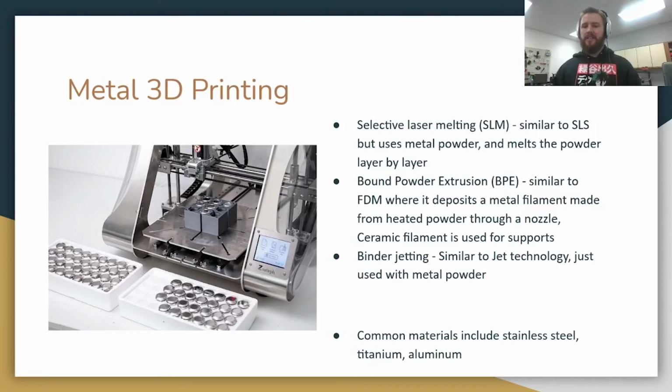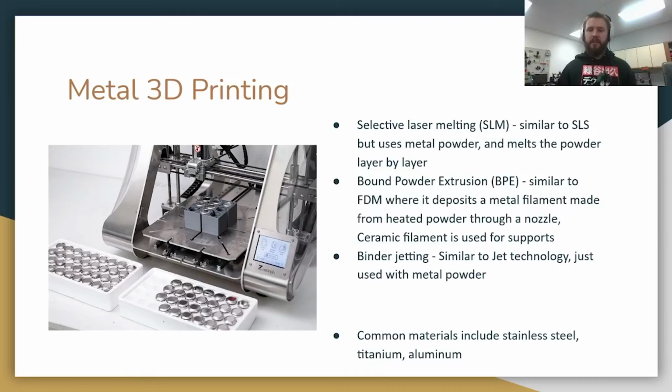Binder jetting is similar to jet technology where you build the supports using, let's say, ceramic, for example, and you use the other nozzle to do bound powder extrusion where you're printing with metal powder. And then when the print is done, you just break the ceramic supports off and you've got your finished model.